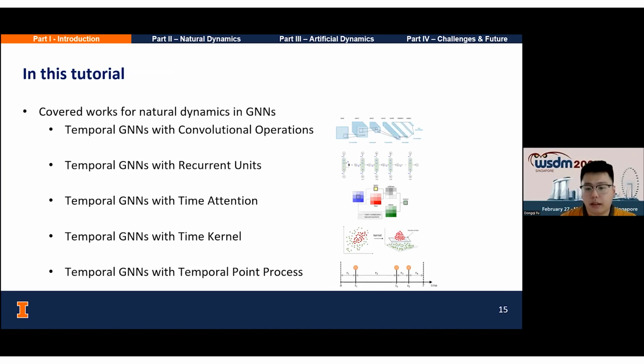For the natural dynamics introduction of graph neural networks, we will cover the research works in the following five dimensions: temporal graph neural networks with convolutional operations, temporal graph neural networks with recurrent units, temporal GNNs with the time attention mechanism, temporal graph neural networks with the time kernel function, and also temporal graph neural networks with the temporal point process.